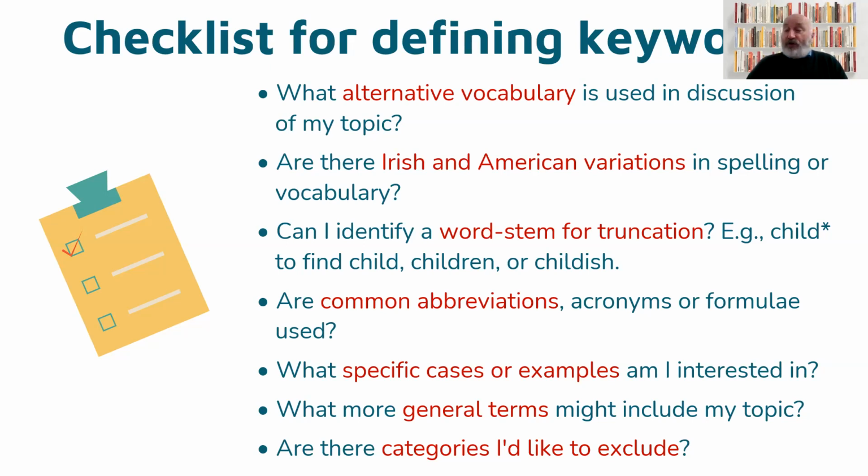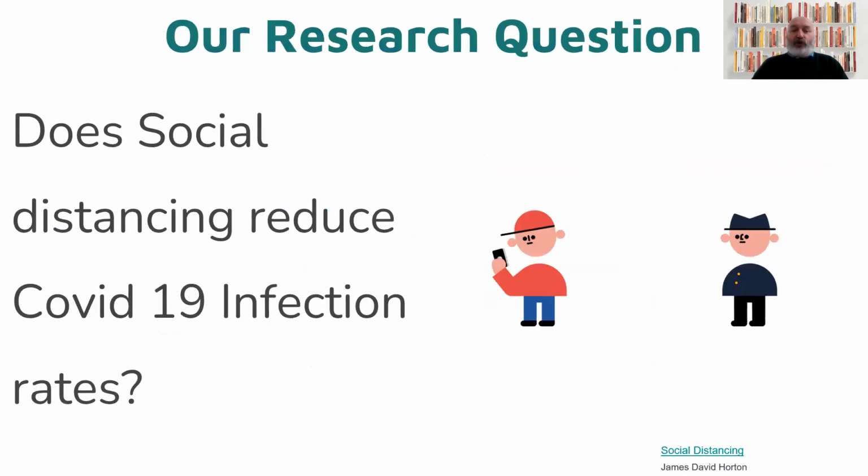If you're searching for words or phrases that have abbreviations or acronyms, make sure you use both. You don't know in advance. So if you're searching for University College Dublin, for example, you'd also search for UCD, just to be complete and consistent. You might need to identify other specific cases or examples, or more general terms you might need to be aware of, etc.